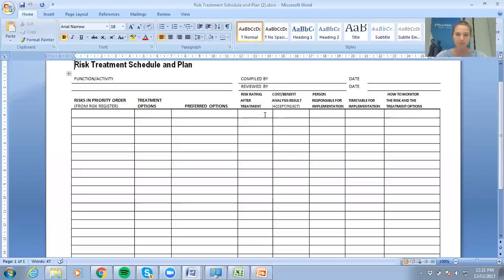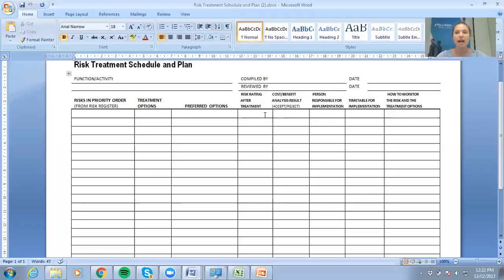Then you will want to look at the person responsible for the implementation. So is it someone on your team that is responsible for implementing this treatment? And if so, who is it and what would their title be? Then you want to look at the timetable for implementation. When does this preferred option need to be implemented by? In your lead up to the event, when does it have to be sorted that that will be your preferred option if this risk was to occur?